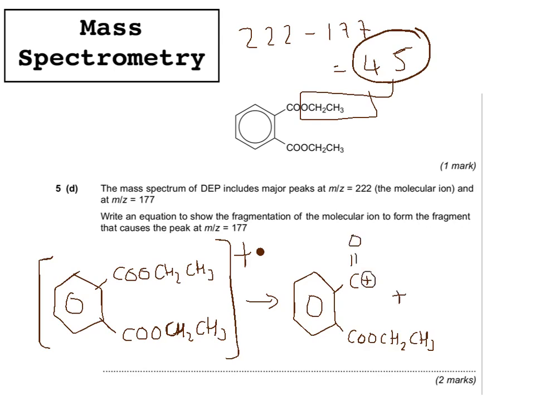And then plus the OCH2, CH3 bit, so OCH2, CH3, and the free radical bit is going to be on the atom that was joined to the C, so that's the O, so we'll put the free radical dot there. So there's the equation you should be writing for that.